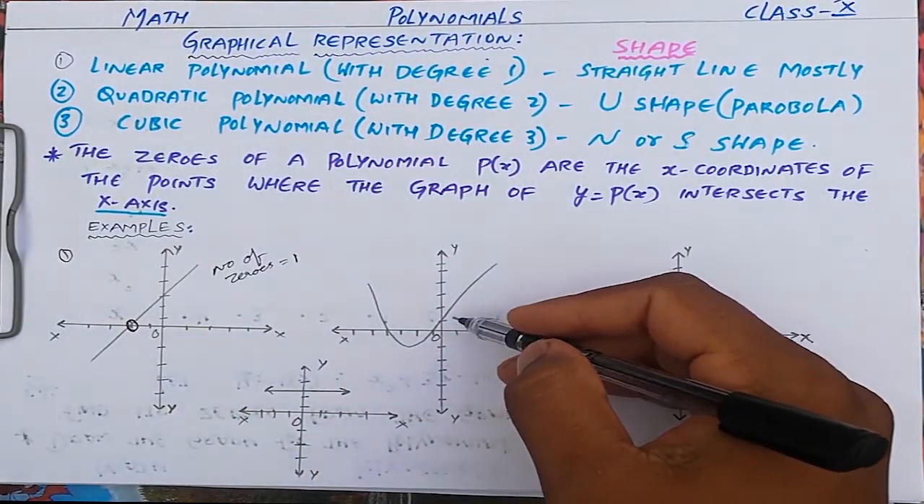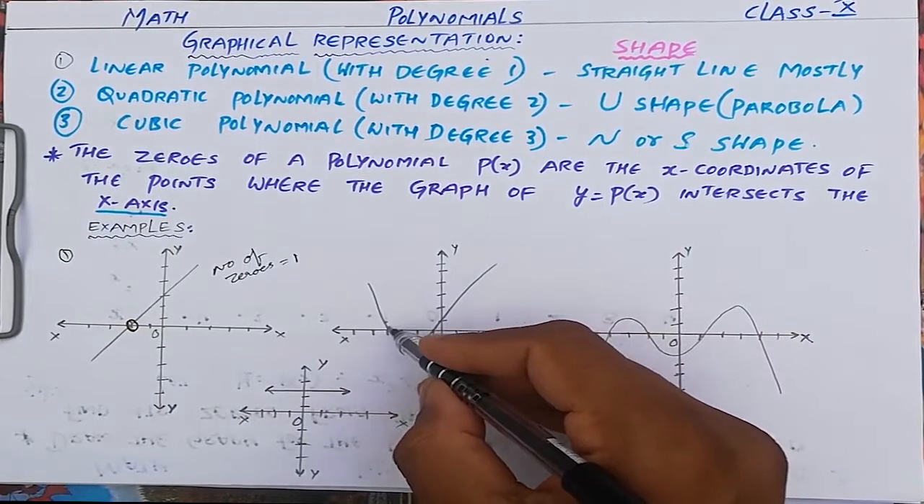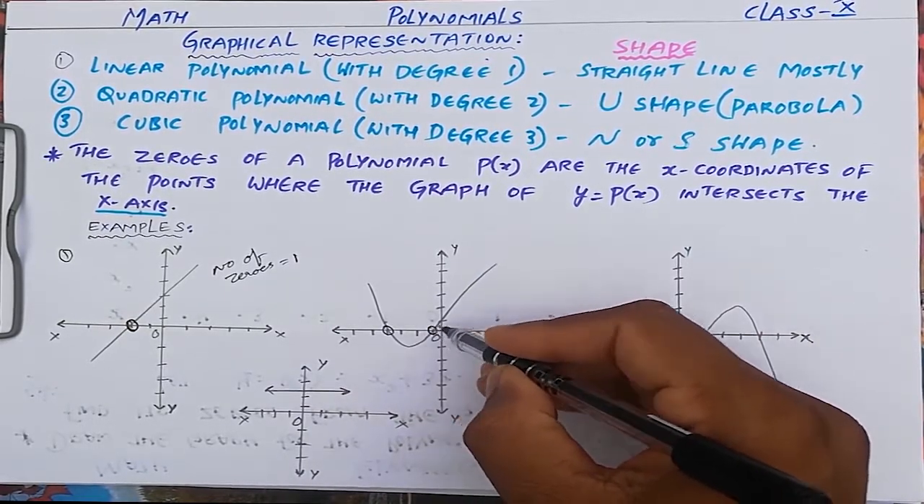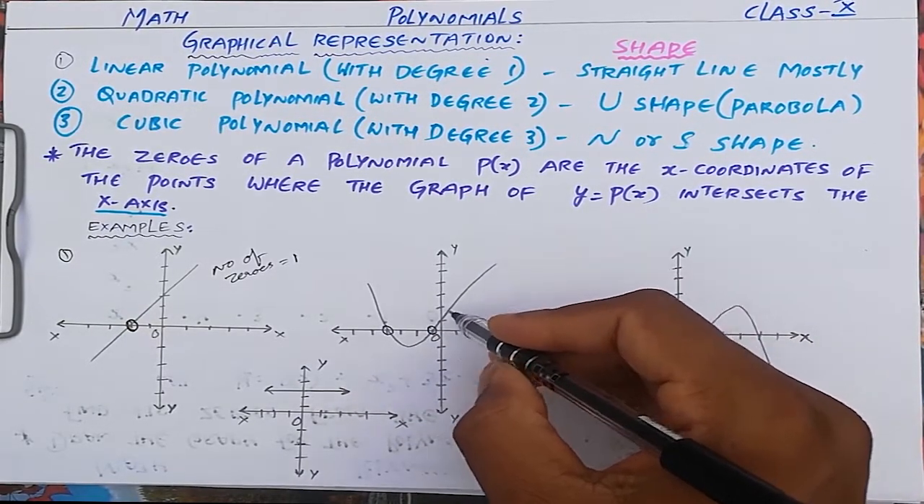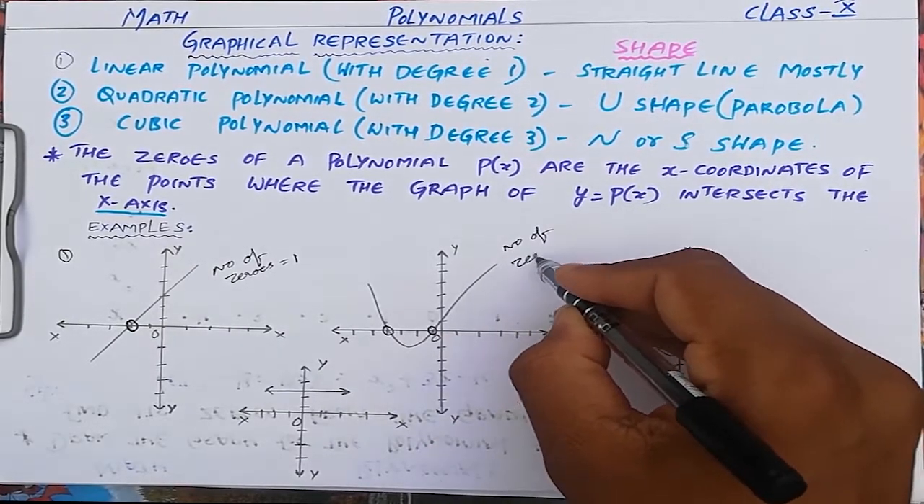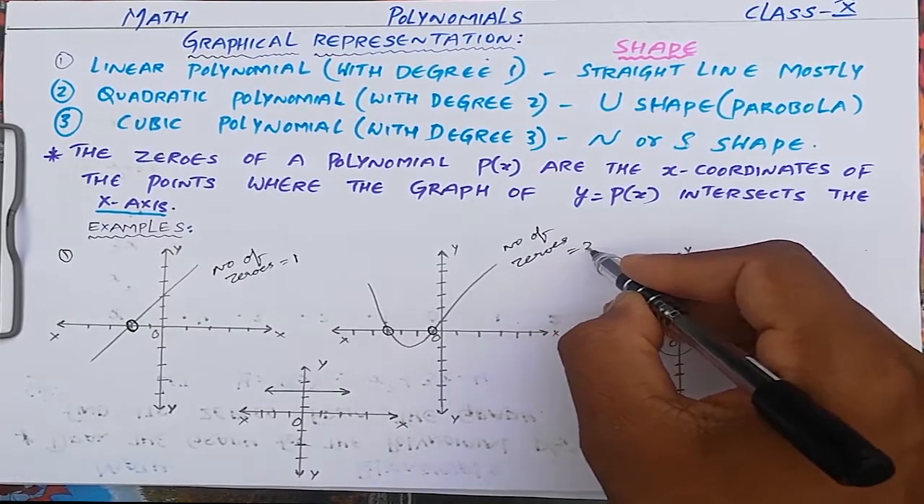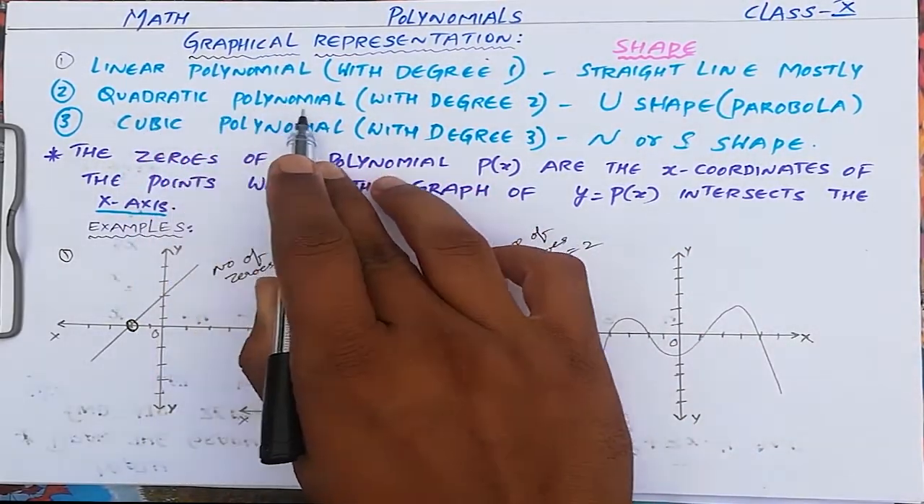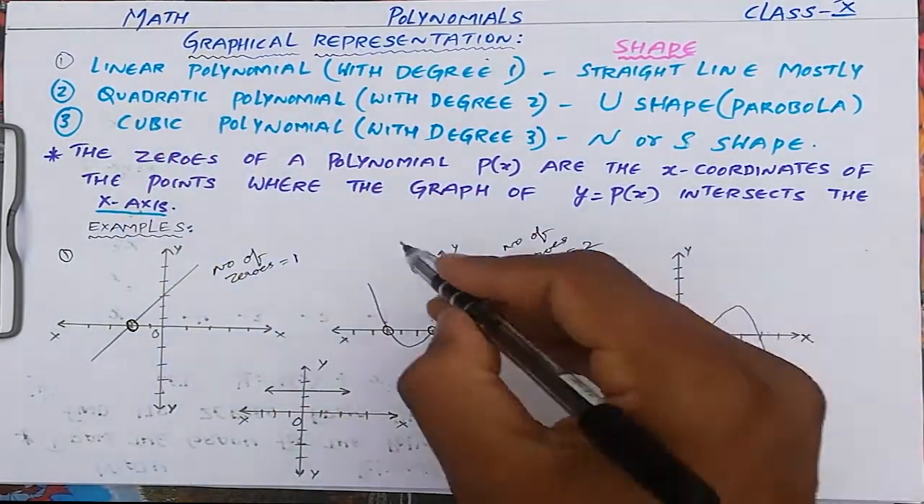Coming to the second one, see where it meets on the x-axis, here 1 and here 2, and this goes for the y-axis. So the number of zeros here is 2. We can say this one is a quadratic polynomial. Now coming to the third one.